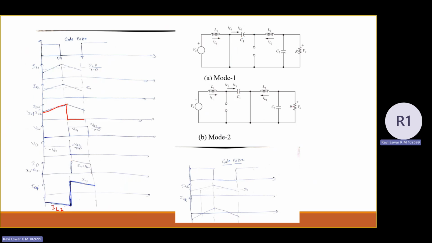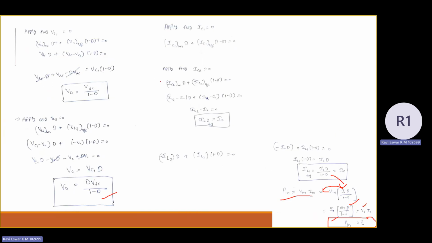And what about the capacitor C2 current? You observe that the capacitor C2 current is IL2 minus I0. IL2 average is I0. That's what we derived in this slide. Particularly in this slide, we derived that IL2 average is equal to I0.